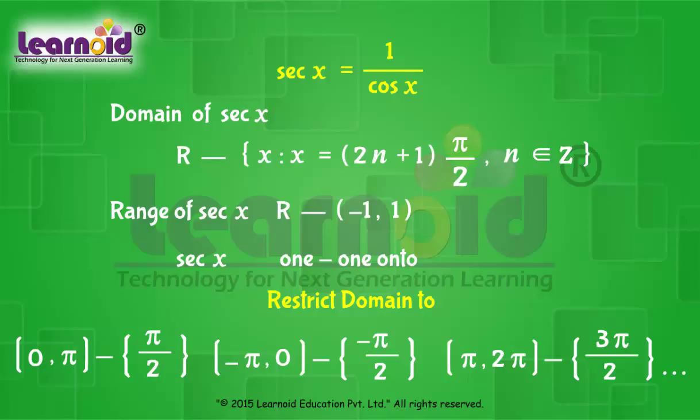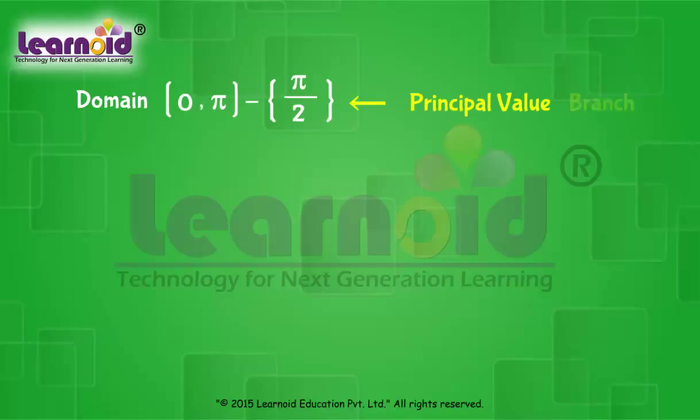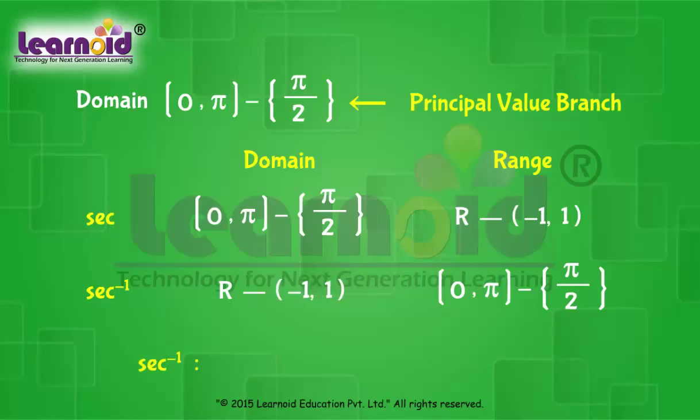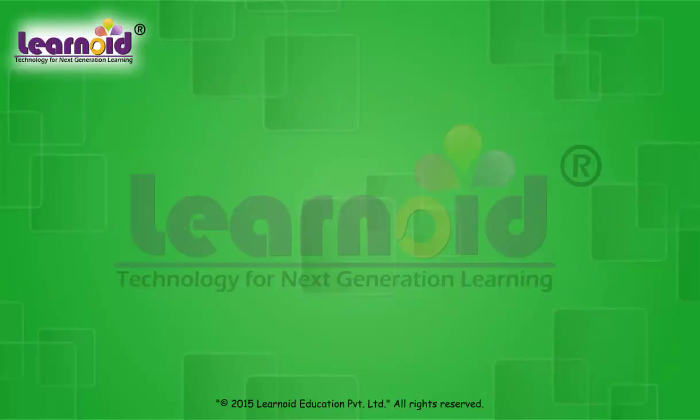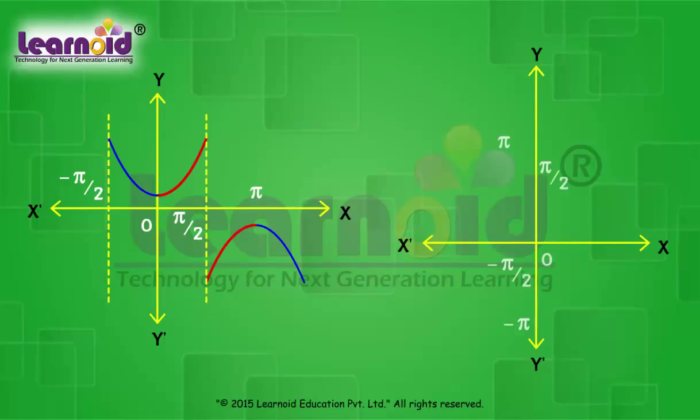Corresponding to these domains, we get different branches of function sec inverse. The branch with domain 0, pi minus pi by 2 is called principal value branch. Thus, range of sec inverse function is 0, pi minus pi by 2, and domain is R minus open interval minus 1 and 1. The graph of sec inverse function can be obtained by interchanging x and y axis of sec function.